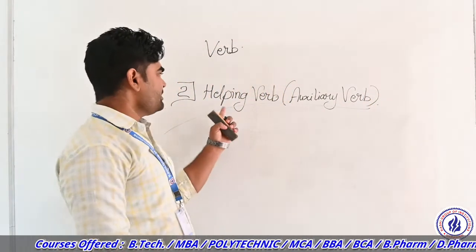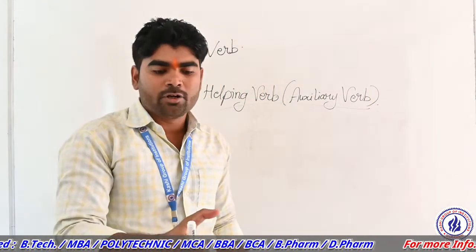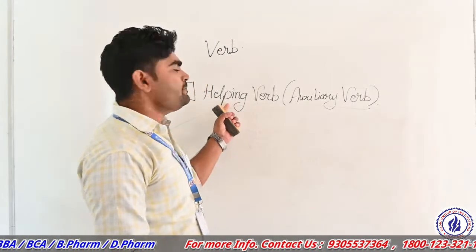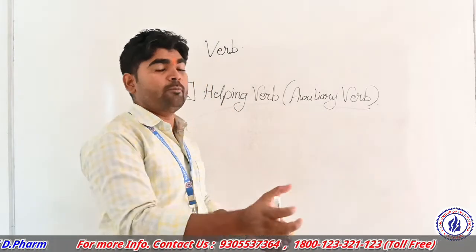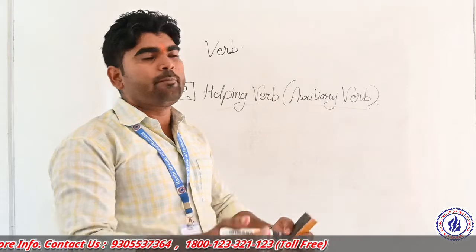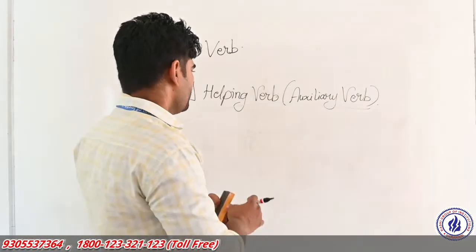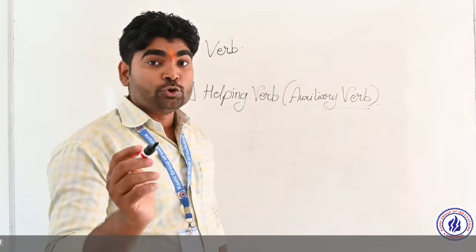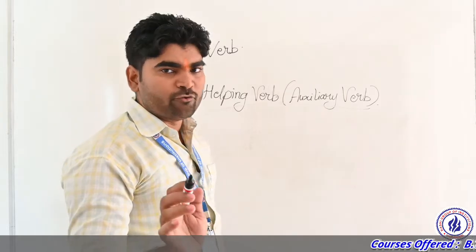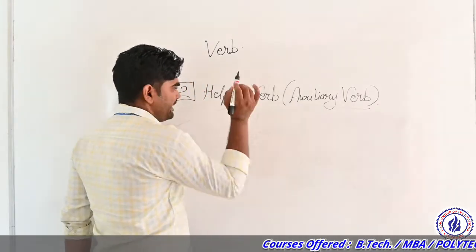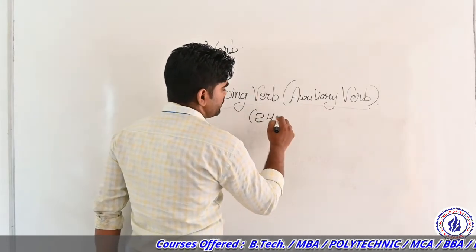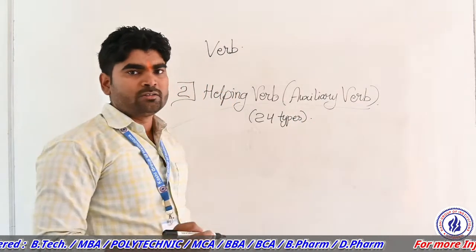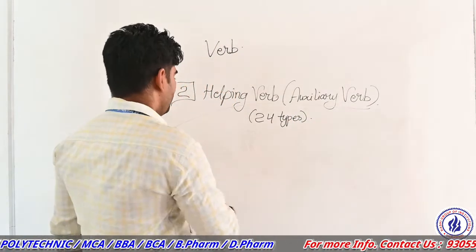Okay, as the name itself says, it is a helping verb to the main verb. In the sentence, it helps the main word or the main verb of the sentence so that it can be completed. Let's see, there are a total of 24 types of helping verbs.